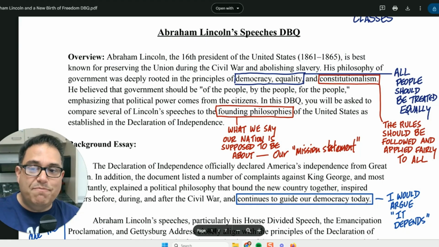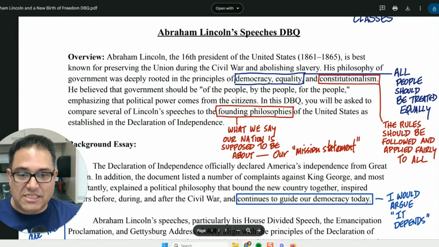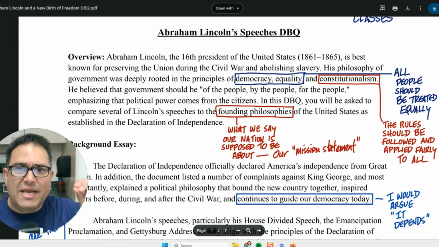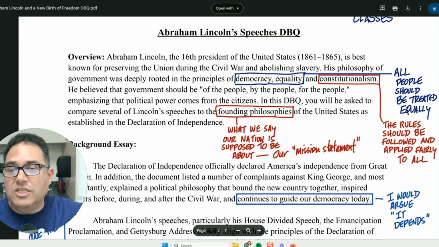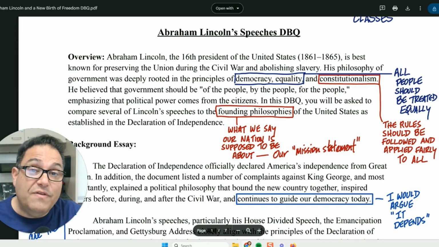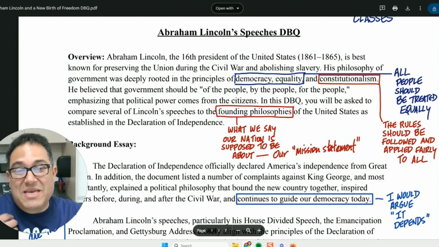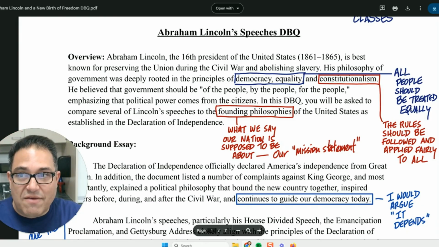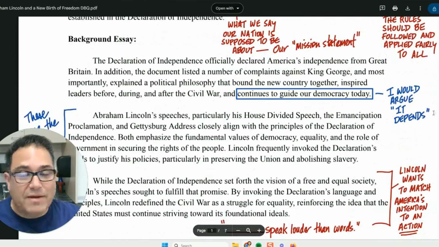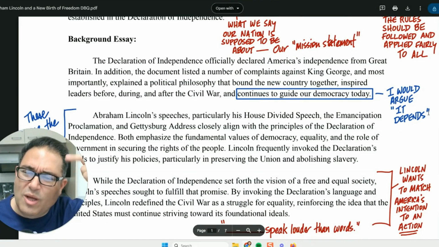In this document-based question, DBQ, you will be asked to compare several of Lincoln's speeches to the founding philosophies of the United States as established in the Declaration of Independence. When I say founding philosophies, what I mean is the Declaration of Independence, when Thomas Jefferson wrote it, and I don't know if he realized it at the time, but it ended up kind of becoming our mission statement, the statement of our highest ideals, what we believe. So, a little background essay. Again, this is not like an essay you have to write. This is just background to help you think about this.